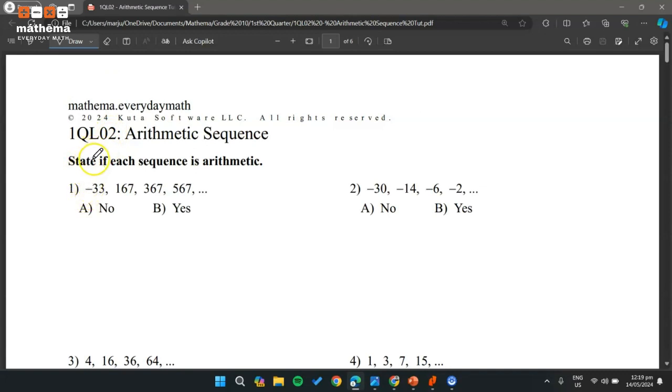We are asked to state if each sequence is arithmetic. How do we know if a sequence is arithmetic? All we have to do is check whether a sequence has a common difference. How do we determine the common difference? We subtract the first term from the second term, then the second from the third, then the third from the fourth, and so on. If you have a constant difference, a constant number, then we say that our sequence is arithmetic.